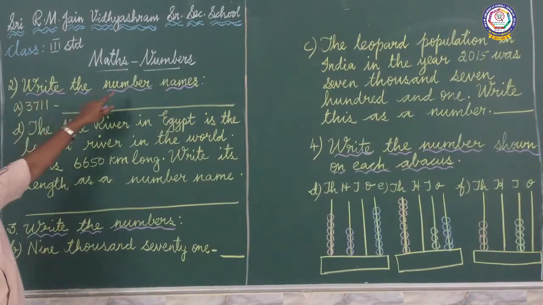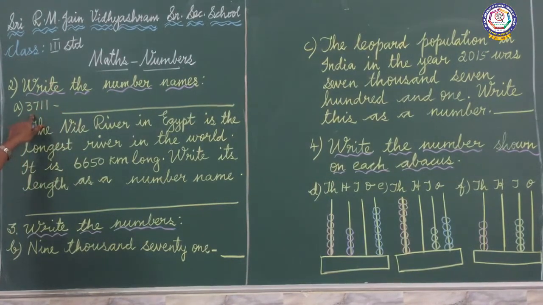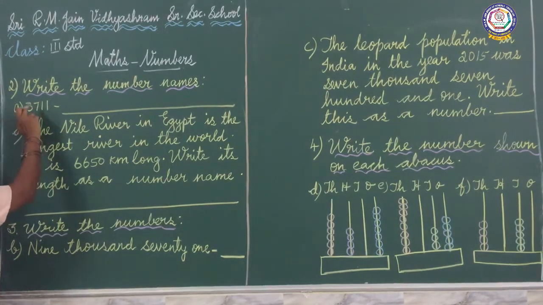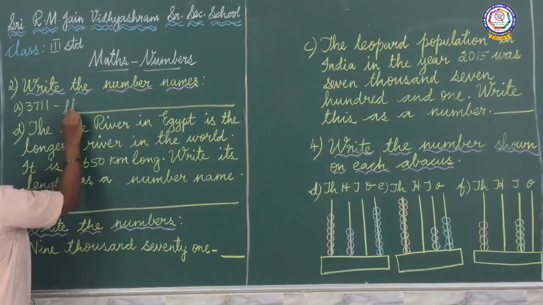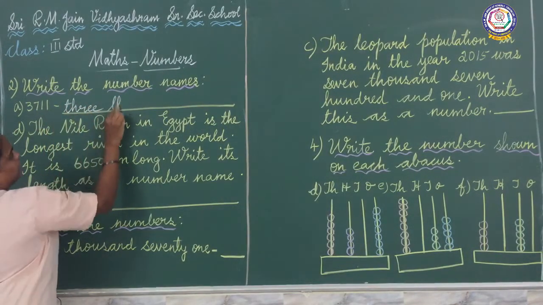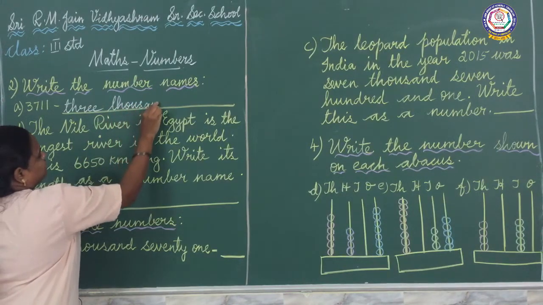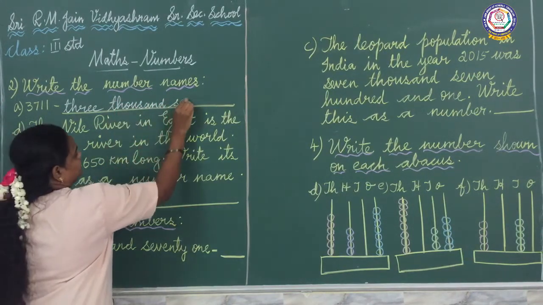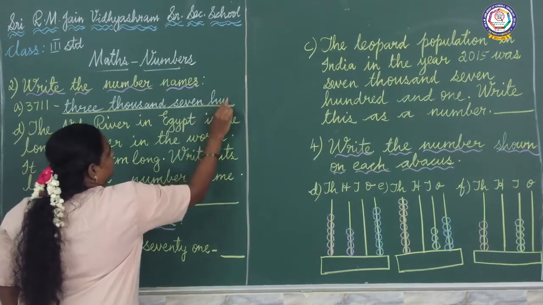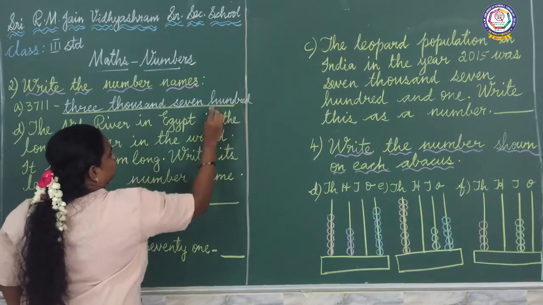Next, write the number names. See 3711. Here what is the place value of ones, tens, hundreds, thousands? If you know the place value, you can write the number names. So what's the number name for this? 3711. 3000 and 711.